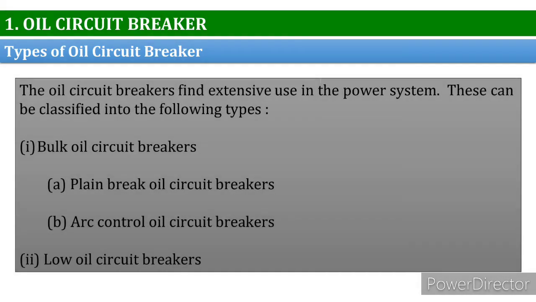Now we will discuss the types of oil circuit breakers. The oil circuit breakers have two major categories. The first category is bulk oil circuit breakers, which have two subcategories: plain break oil circuit breakers and arc control oil circuit breakers. The second type is low oil circuit breakers. We will discuss each type in detail with its construction, operation, and advantages and disadvantages. So first we will discuss the plain break oil circuit breakers.